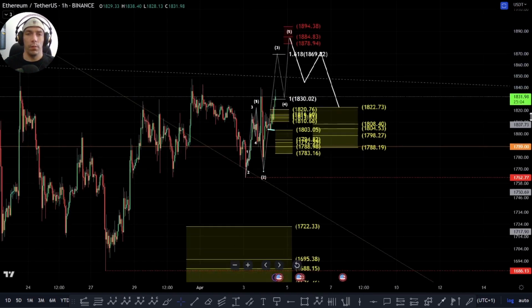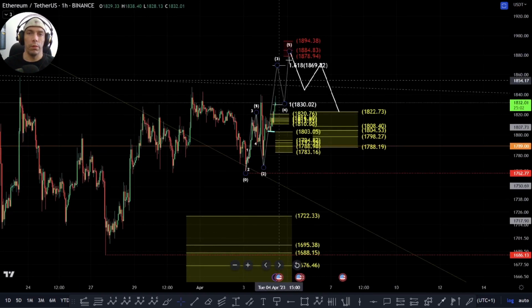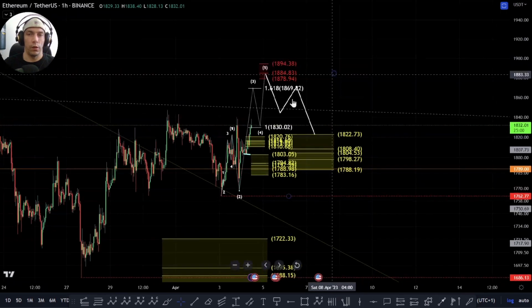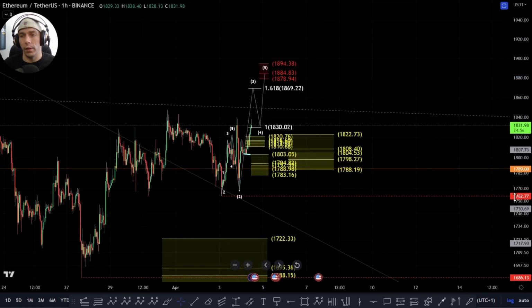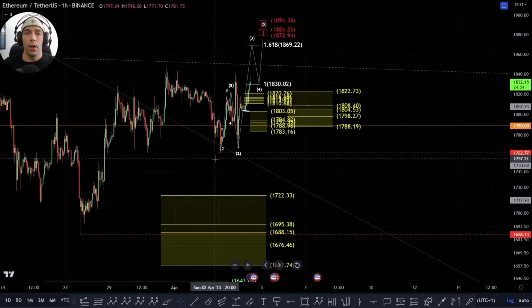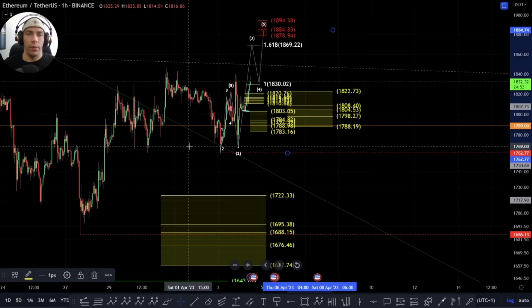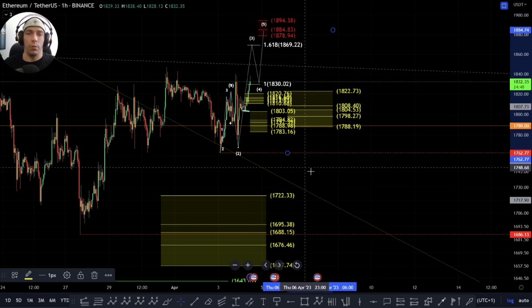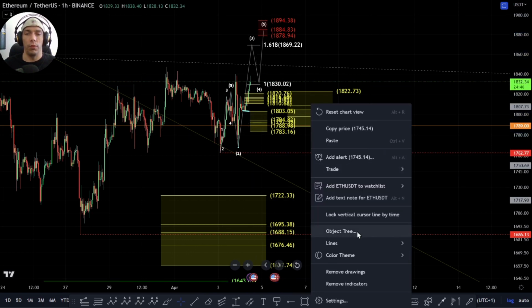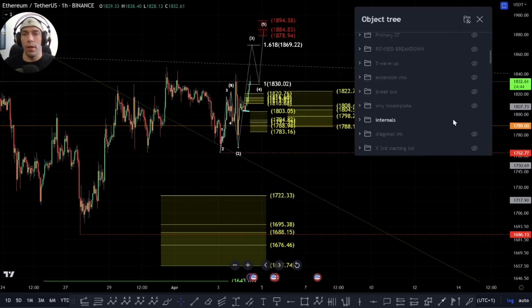And then that could be the fact that this is 1, 2, we form another 1, 2 here, and then this starts to go. But if we do actually lose this low of this 1762, basically that would invalidate this possibility of this looking for a direct push to the upside, and we'd have to look at some of the other options. So we're going to go over those now.